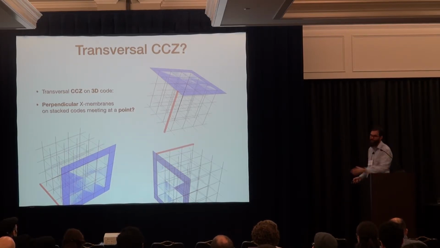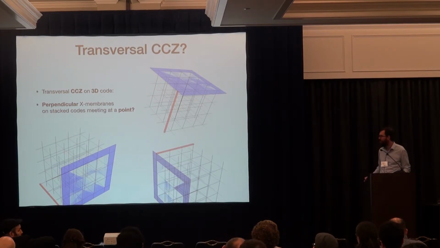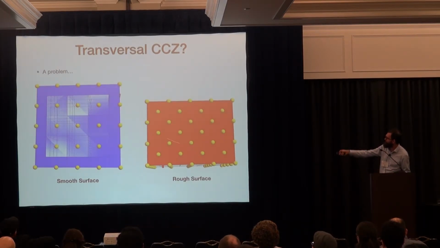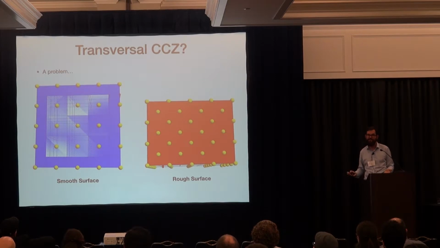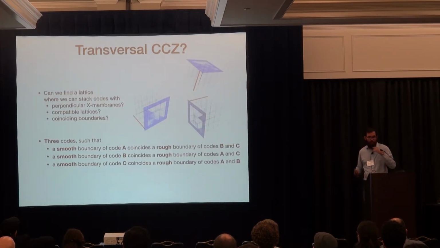This cubic structure does not have the symmetry we need. And you can see it very clearly just by looking at a visualization of the smooth and rough surfaces. Okay, so the rough surface is much more dense in qubits than the smooth surface, and you're not going to get them to match up. So what do we need to fix this?